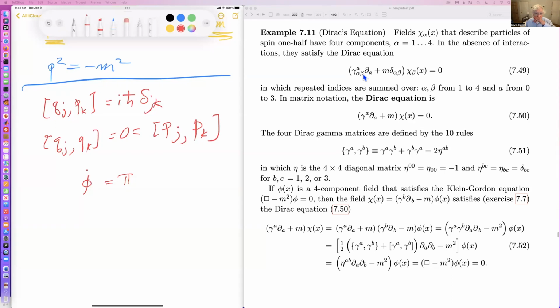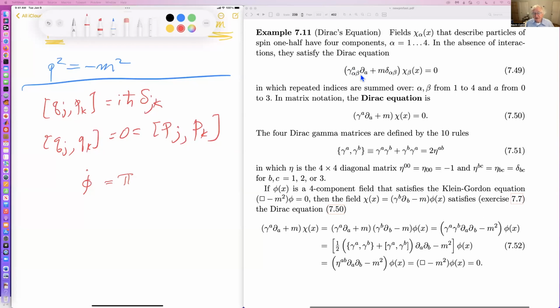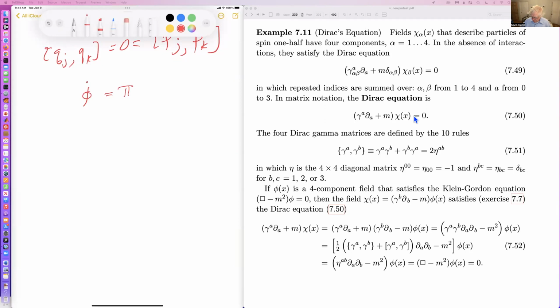And alpha and beta go from 1 to 4. And these gammas then are 4x4 matrices. In fact, there are 4 4x4 matrices called the Dirac matrices, the gamma matrices. And so this is the Dirac equation, and it looks like this in ordinary notation. And there's also a notation that people often write, slash notation. So it's d slash plus m chi is equal to 0. D slash just means gamma a times the a-th partial derivative.